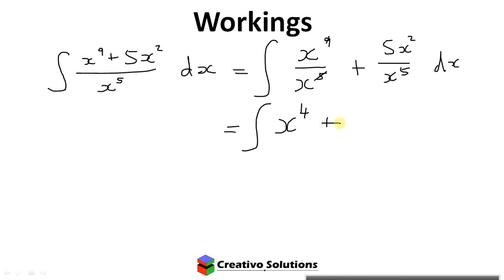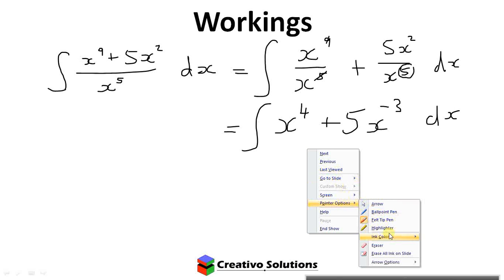Plus, what would I have here? I would have 5x. What does the rule say? 2 minus 5. Do you agree if the 5 is here, you subtract? So what's 2 minus 5? Minus 3. Can I integrate that now? Yes. Why? Because this is in the right format, and so is that.